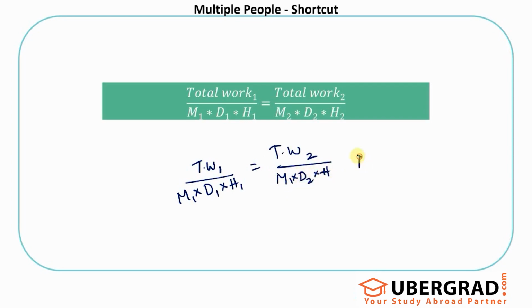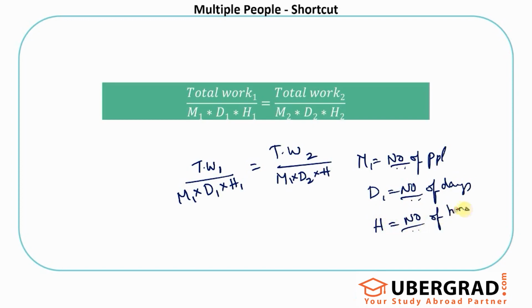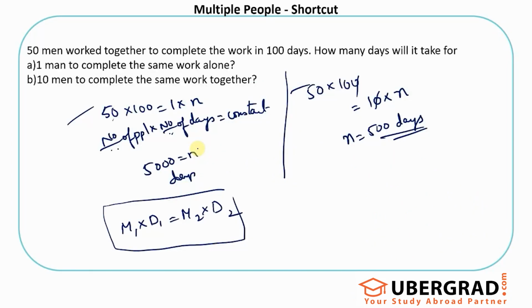As I said, what is M1? Number of people of the same type, man, women, or kids, or anything, people working. D is number of days, and H is number of hours per day. Whatever things they are not talking about here, you need to ignore them and count them to be the same. So in this earlier question, they have not talked about it, they said the same work, right? So that means total work 1 is the same as total work 2.